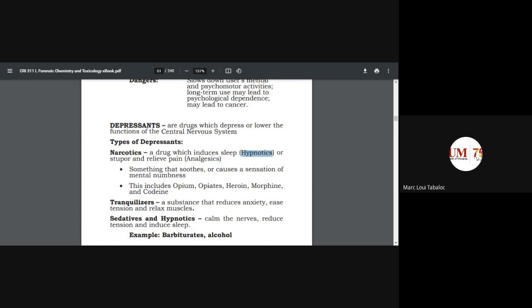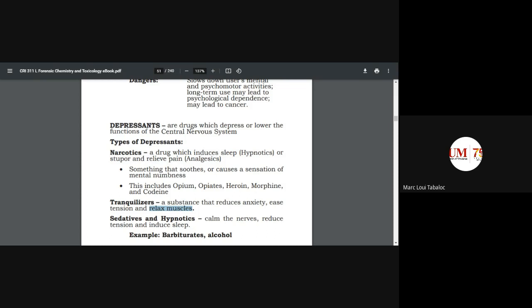Next, after narcotics, we have tranquilizers, a substance that reduces anxiety. Itong mga depressants, in general, ginagamit to sila ng mga users because it reduces anxiety or nalilimutan nila yung problema nila, marerelax ang kanilang paligid, to ease tension, or to relax muscles, ika nga. So, tranquilizers, of course, yung pamparelax. More like yung mga ginagamit ng mga legal tranquilizers, ginagamit sa medicinal field, meron din mga tranquilizers na prohibited. Okay?